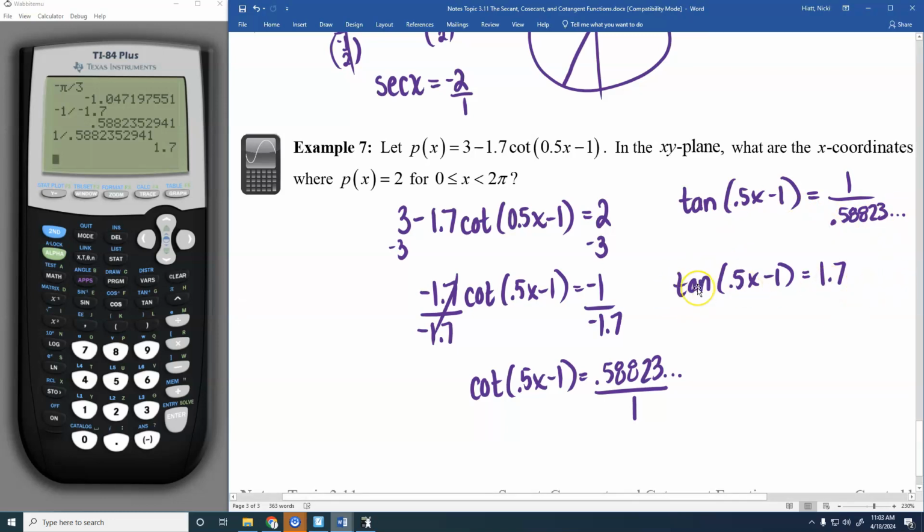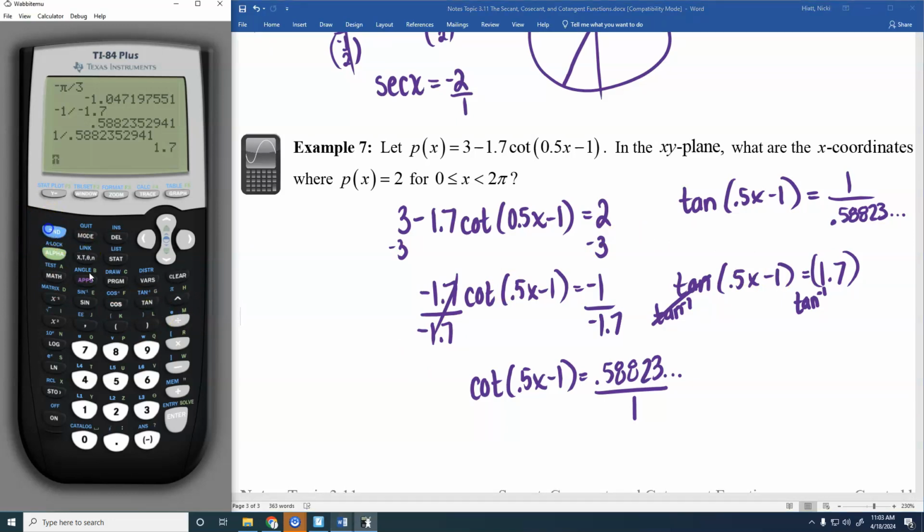To get rid of tangent, what have you got to do? Inverse tangent. So inverse tangent over here will cancel. Inverse tangent over here, we're going to have to use our calculator for it because these are not unit circle values. So we'll do inverse tangent. To get to that, you're going to hit the blue button and your tangent button, and then 1.7, and you should get 1.03907.